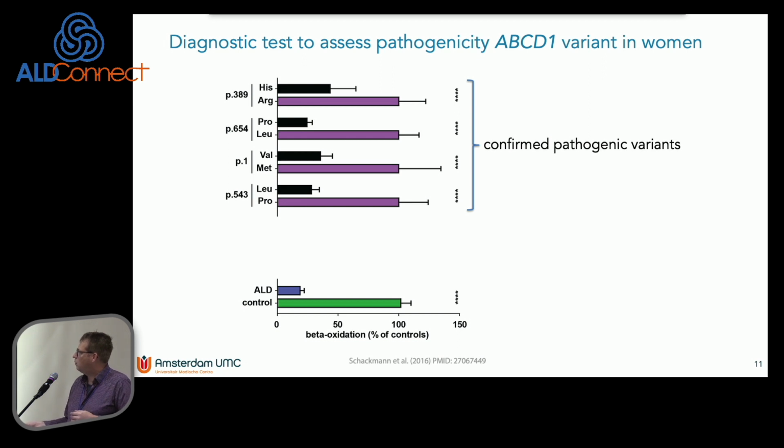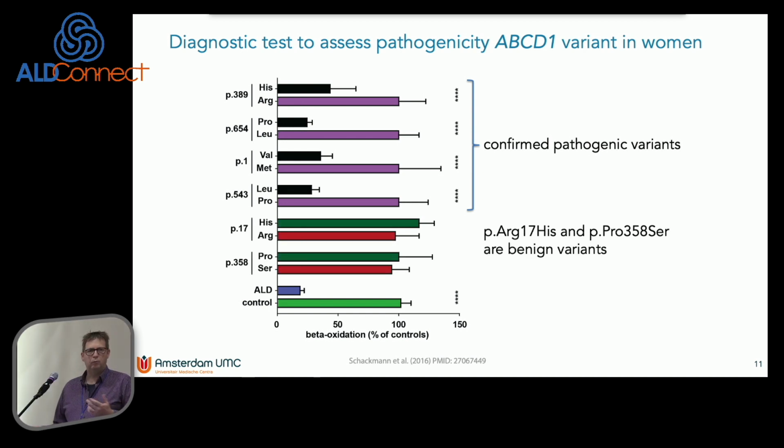So if we isolate the clones that had the normal ABCD1 protein active, you see that the activity was normal, and the pathogenic allele, as we measure in males, was deficient. And when we got the results from these women, you see that whatever X chromosome you investigated, the results were normal. So the conclusion of this was that these are benign variants. So these women did not have ALD.